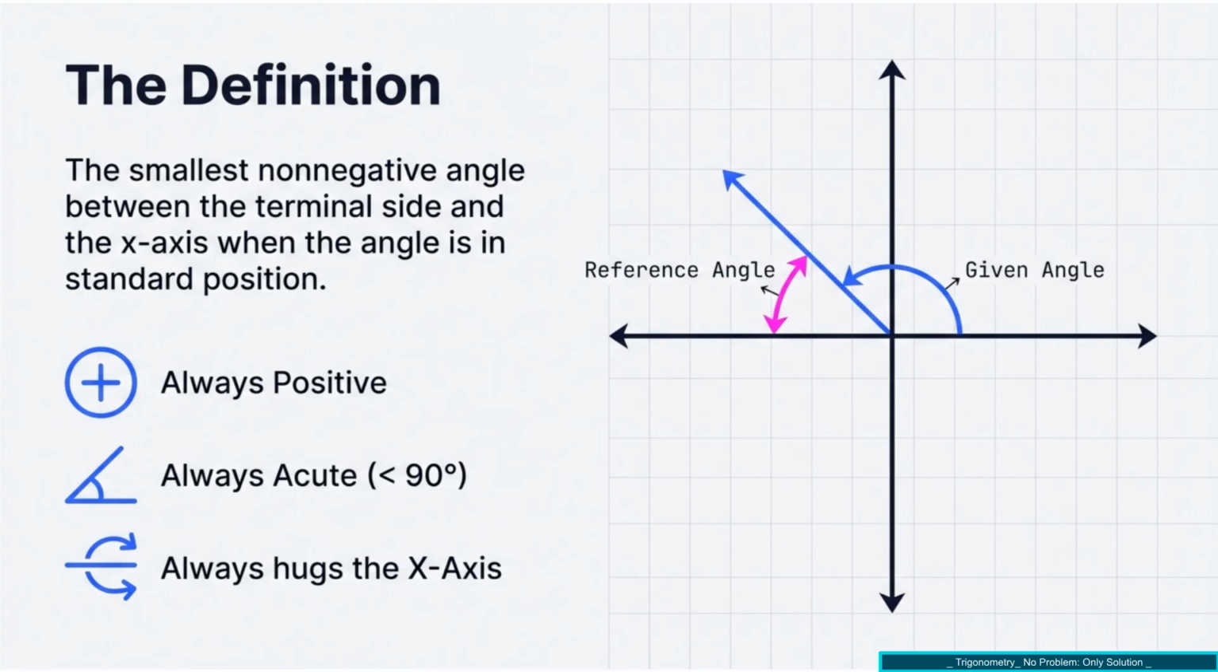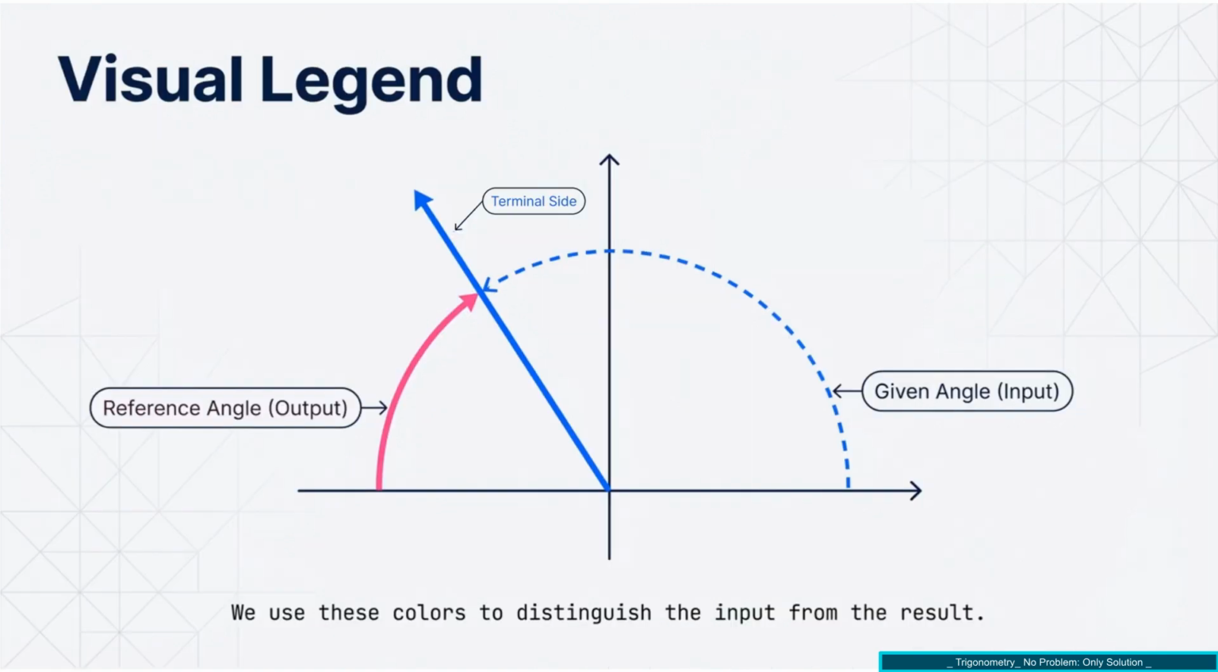The reference angle is the smallest non-negative angle between the terminal side and the x-axis, assuming the angle is in standard position. It is always positive and acute, meaning less than 90 degrees, and always measured to the x-axis. Throughout this video, we will use a visual legend to distinguish the input or given angle, shown in blue, from the reference angle, which is the result or output, shown in pink.